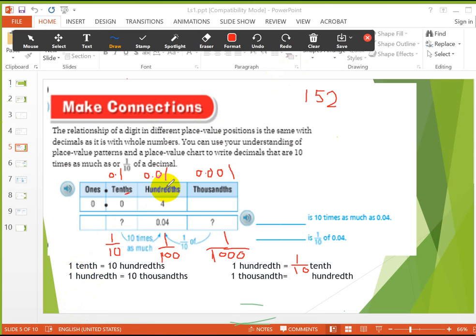Now what about the hundreds? Also the hundreds are greater than the thousands by 10 times. Also each 100, the same relationship, equals 10 thousandths. That means this one is greater than the thousandths by 10 times. So which one is the smaller? Of course the thousandths is smaller than the hundreds by 10 times.